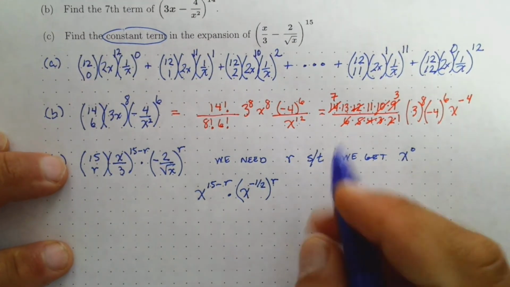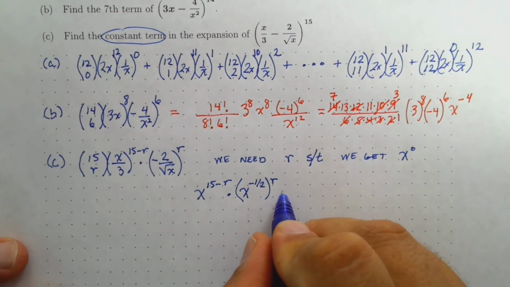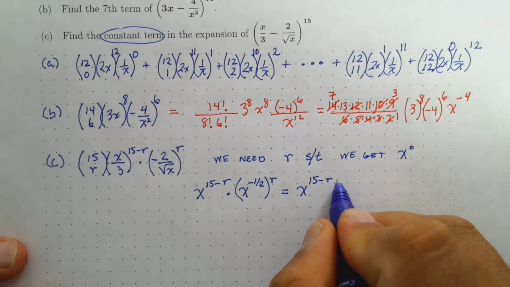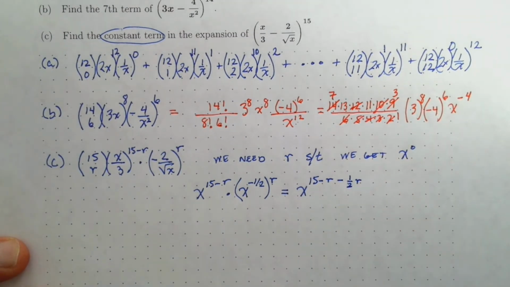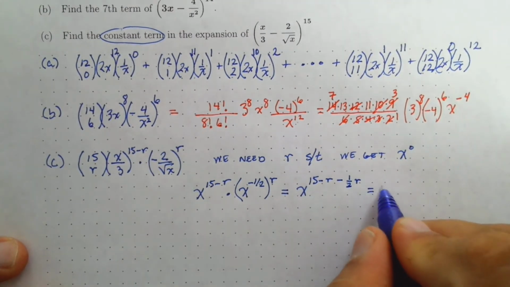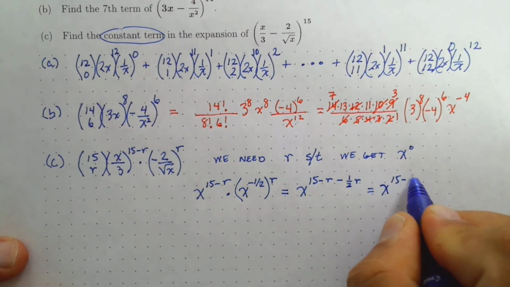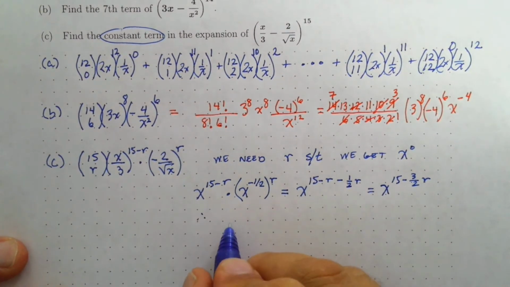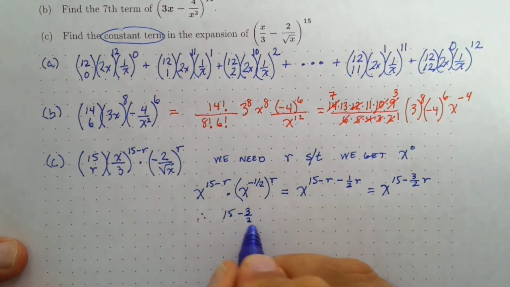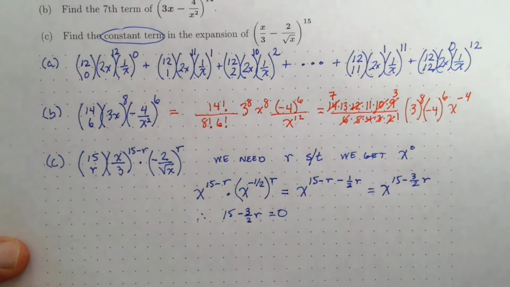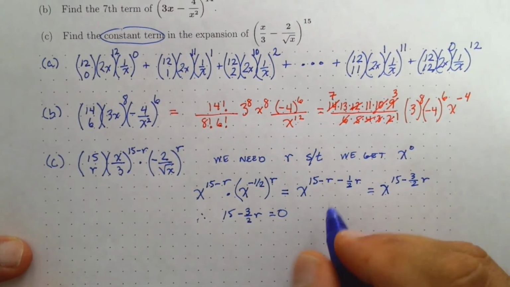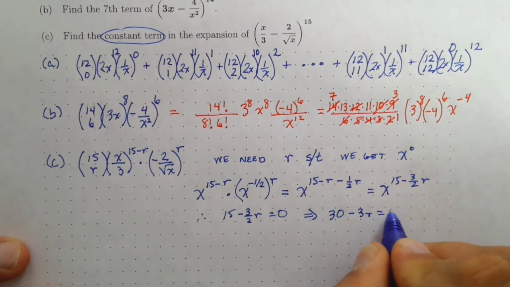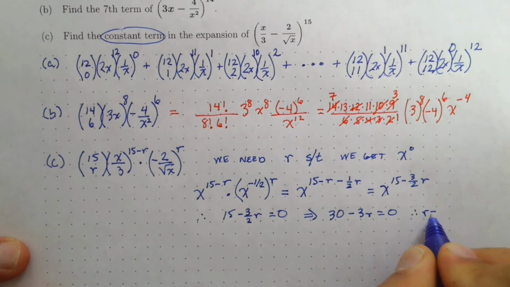So what does that mean for us? That this can be written as x to the 15 minus r minus 1/2 r, or in other words, x to the 15 minus 3/2 r. So therefore, I need 15 minus 3/2 r to equal 0. Multiplying both sides by 2, I have 30 minus 3r needs to equal 0. So therefore, r needs to be 10.